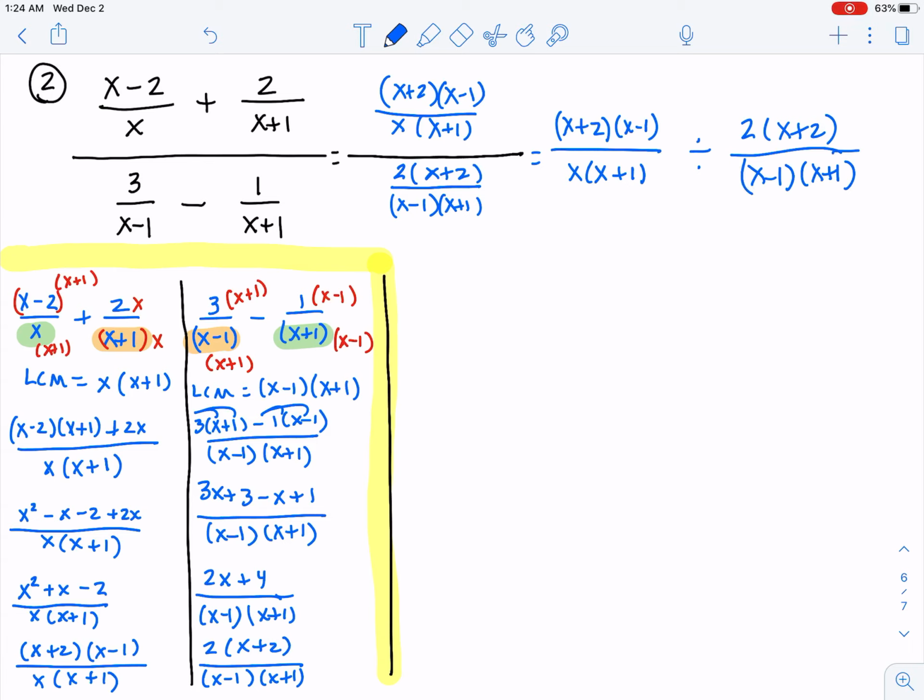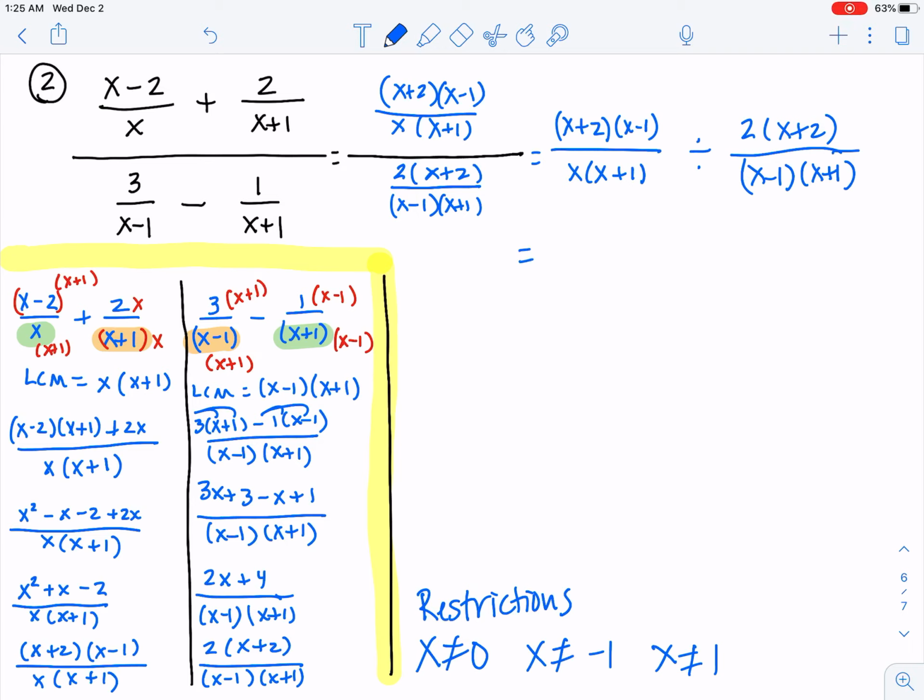I'm going to start my restrictions at this point. You've got to look at all of your denominators here. So x plus 1. Well, let's see. x can't be 0. x can't be negative 1. The other denominator, x minus 1 times x plus 1. Let's see. x minus 1, x can't be 1. x plus 1, x can't be negative 1. Already got it.